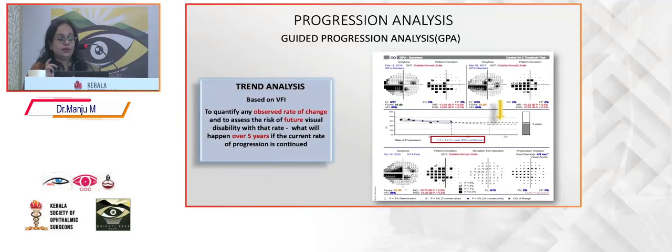So that is what is called a trend analysis based on visual field index, or it can be based on mean deviation also, to quantify any observed rate of change and to assess the risk of future visual disability. That is the most important one. It can give the risk of future visual disability if the patient has the same rate of progression. So what will happen over 5 years if the current rate of progression continues?